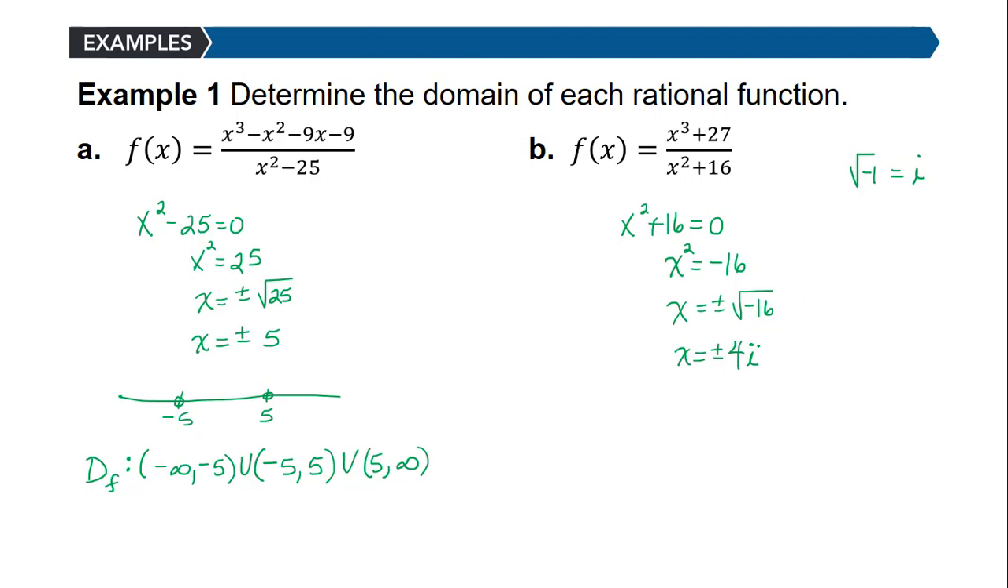But because the solutions are complex solutions, there are no restrictions on the domain of this rational function. So therefore, the domain is negative infinity to infinity, right? There's no real numbers that we need to exclude. And another way you can think about this is that x squared is always positive or 0, right? And when we add 16 to it, it's only going to get larger in value. It never will reach 0. And so the domain is all real numbers for that function.